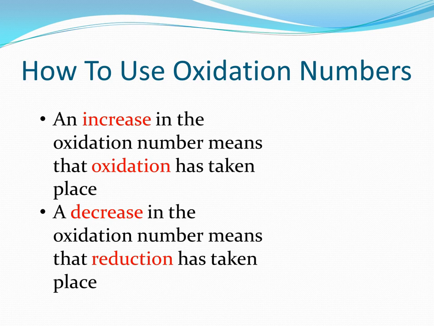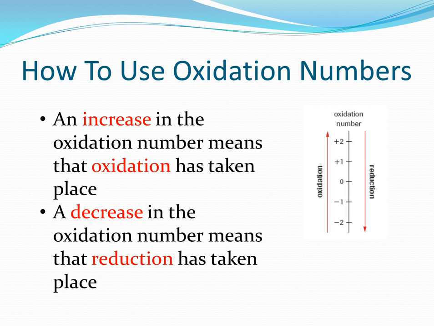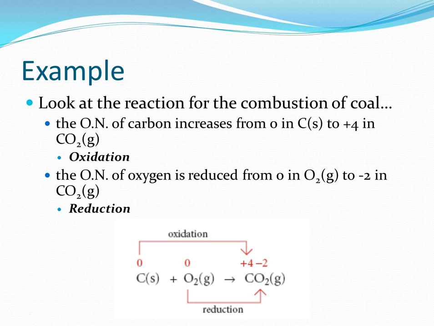We can also use oxidation numbers to tell us which entity is oxidizing and which entity is reducing in a chemical reaction. An increase in oxidation number means that oxidation has taken place. A decrease in the oxidation number means that reduction has taken place. In this example, we are able to determine which entity undergoes reduction and which entity undergoes oxidation.